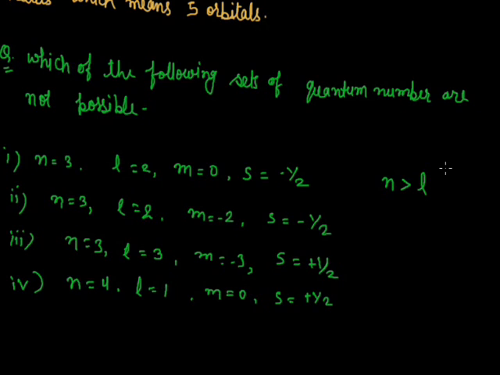And the value of l is 2, which indicates that it's a d subshell. And for the d subshell, the value of m is possible, because for d z square, the value of m equals 0 and s can be minus half. So the first case is possible, because n equals 3, l equals 2 and m equals 0 indicates 3d z square, and this set of quantum numbers is possible.